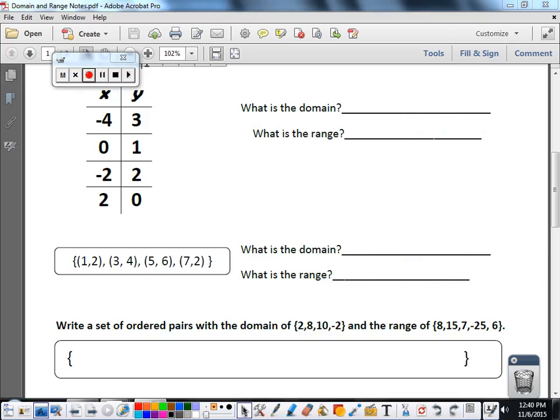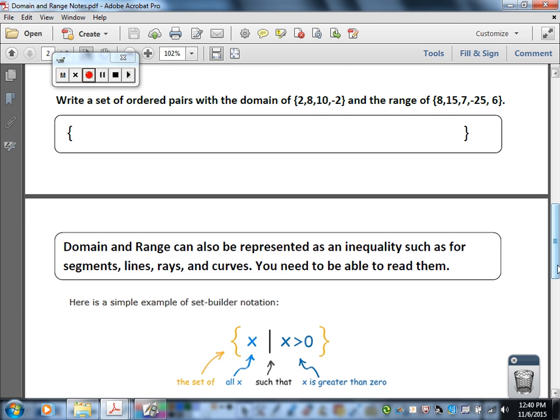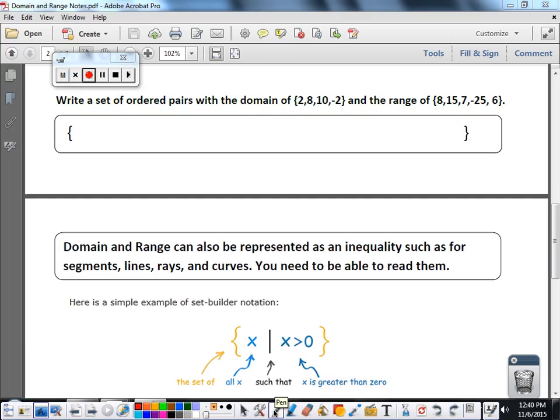Let's look at this next problem. It's a good one. It says write a set of ordered pairs with the domain of that and the range of that. So I'm going to take the domain and the range and form them into ordered pairs. What could be the first ordered pair? 2, 8. That's exactly right.